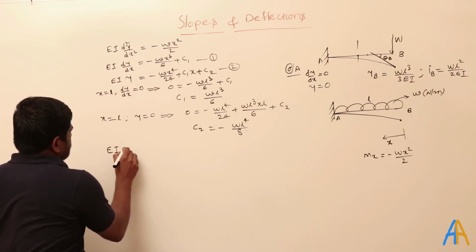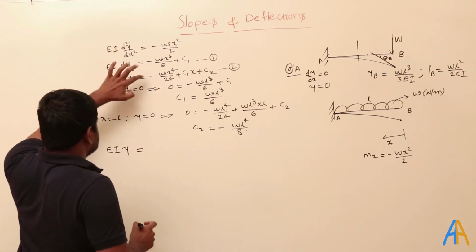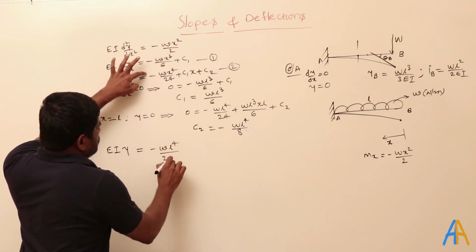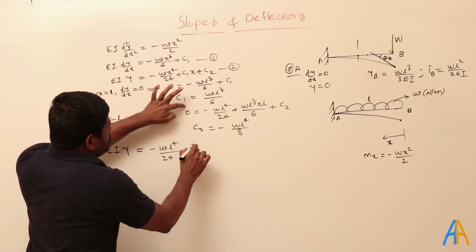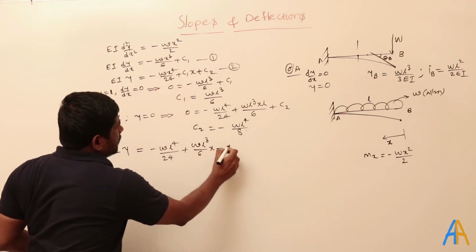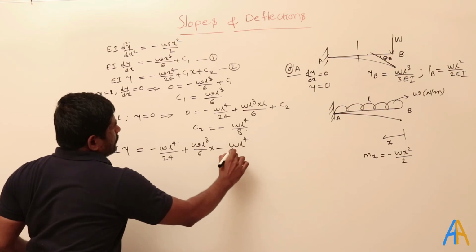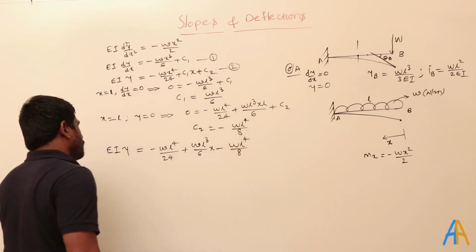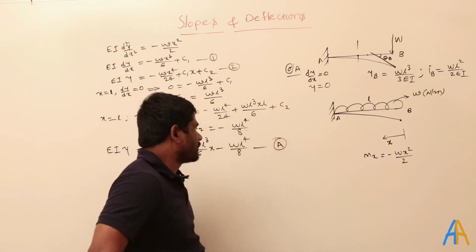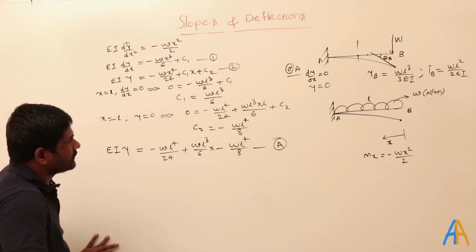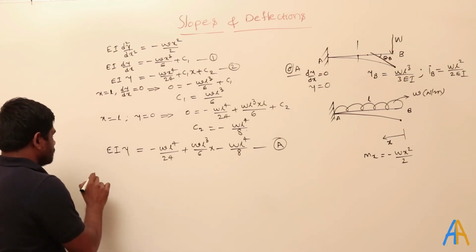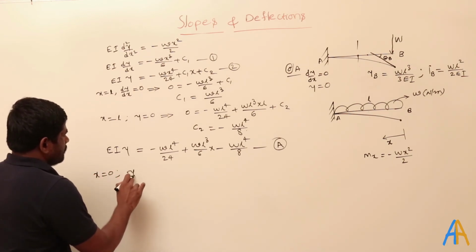The final curve is EIy equals minus wL⁴/24, and then c1 is wL³/6 into x minus wL⁴/8. Okay, this is the final curve. Here, in this final curve, if I want to find the deflection at point B, which is at a distance of L from A, but it is x equal to 0. So x equal to 0, then I have yB.